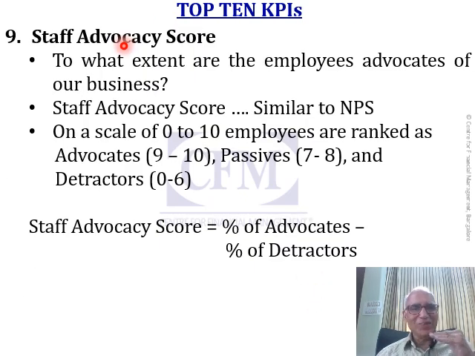9. Staff advocacy score. To what extent are the employees advocates of our business? Staff advocacy score is similar to Net Promoter Score. On a scale of 0 to 10, employees are ranked as advocates if they give a rating of 9 to 10, passives if they give a rating of 7 to 8, or detractors if they give a rating of 0 to 6. Staff advocacy score is the percent of advocates minus the percent of detractors.